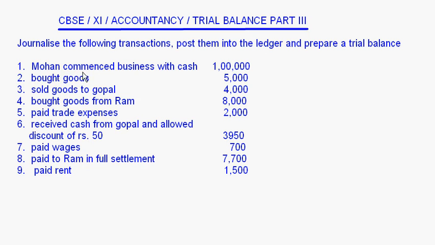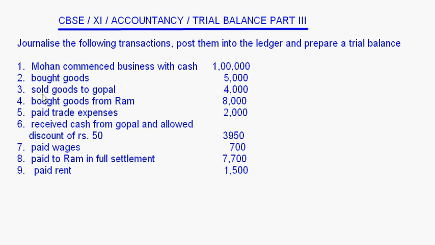So, first is Mohan commences business with cash 1 lakh, right? So, let's write the journal entry for this. Cash account debit to capital account. The amount is 1 lakh. Narrations also have to be written in the journal, right?